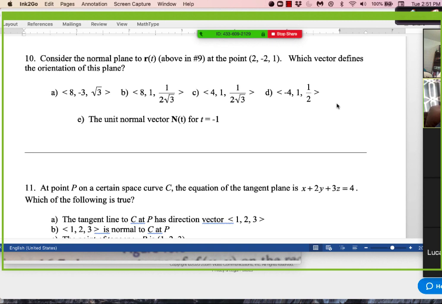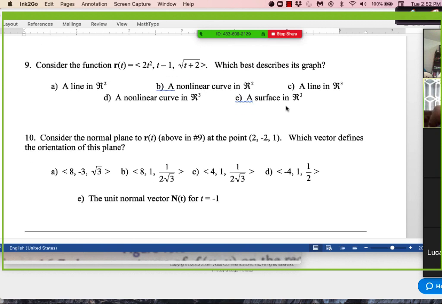All right, so then consider the normal plane to that. So remember with the normal plane, what vector defines the orientation of the normal plane? So I'm just going to draw a random curve here. So pretend that this is our r(t) function. All right, so I want the normal plane. So let's say that's like this right here.